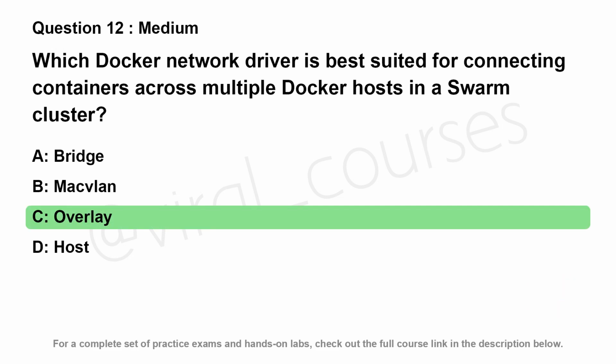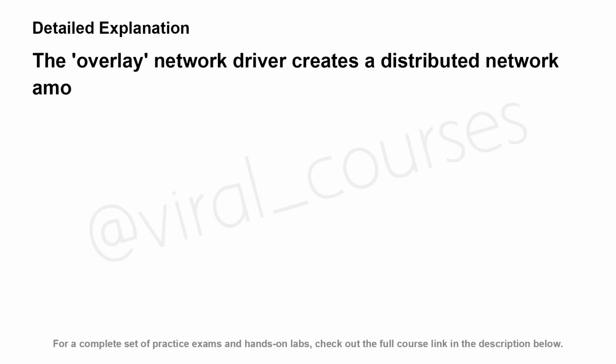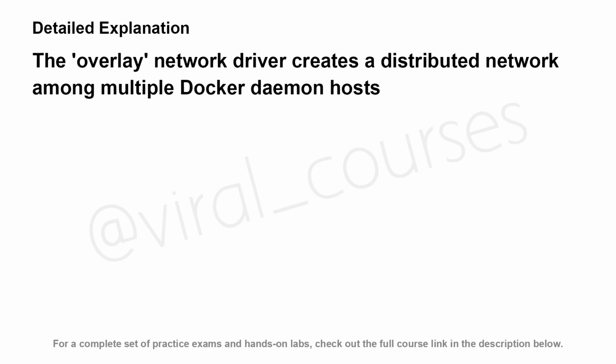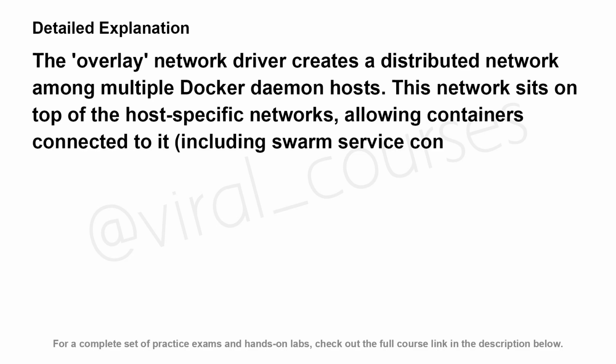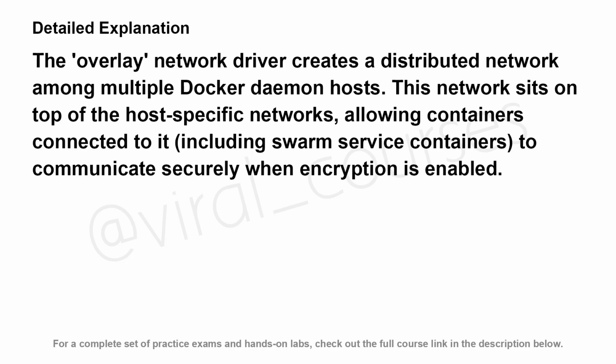The correct answer is C. The overlay network driver creates a distributed network among multiple Docker daemon hosts. This network sits on top of the host-specific networks, allowing containers connected to it, including swarm service containers, to communicate securely when encryption is enabled.